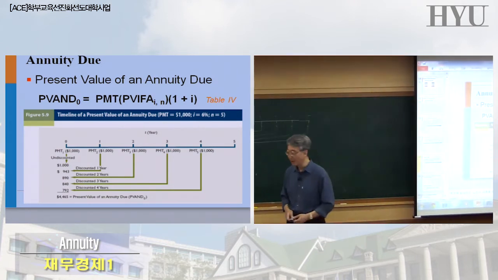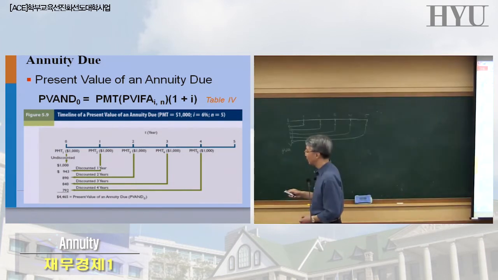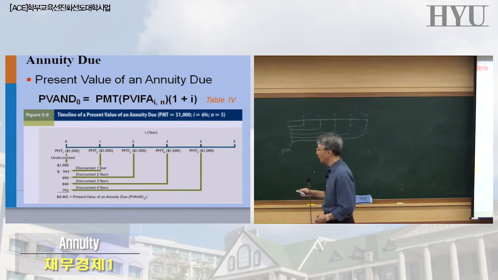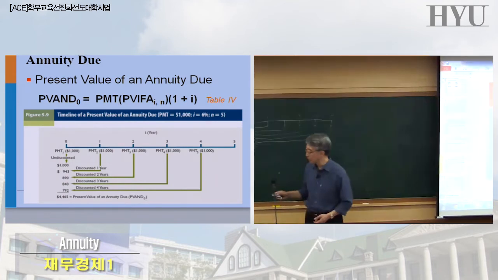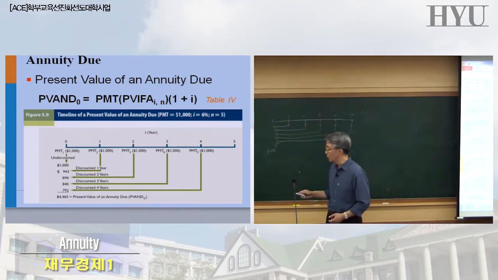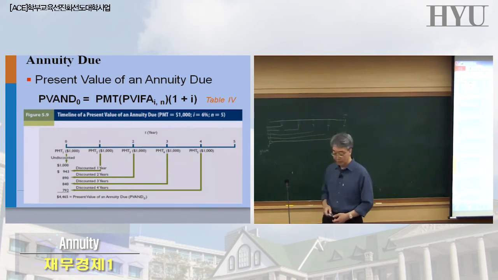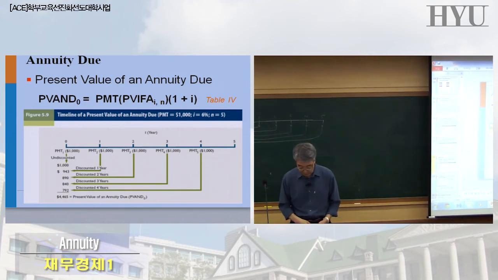Greater than. Okay, good. So that's why we just multiply the regular formula of present value of annuity, right? And we multiply it by 1 plus i, because here, this payment is undiscounted. Okay? So compared to the ordinary annuity, the present value of annuity due will be larger. Okay? Make sure you understand that idea.